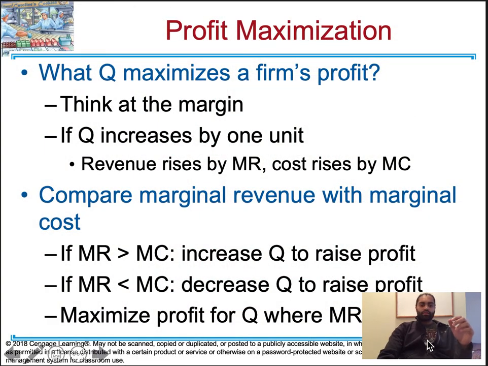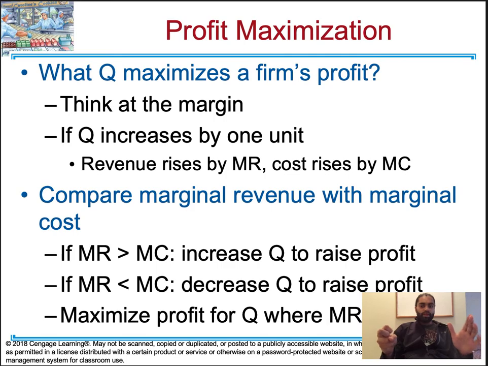Okay, so it's hard to see the video because my head's hovering over it, but to maximize profit, or to find the profit maximizing quantity, it's where marginal revenue equals marginal cost. Remember that. Marginal revenue equals marginal cost. That's where you maximize profit. If marginal revenue is greater than marginal cost, you can produce more to increase profit. If marginal revenue is less than marginal cost, you need to decrease your quantity to increase your profits.